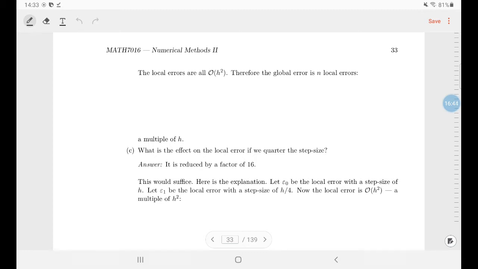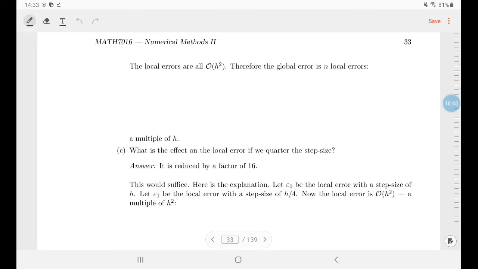Therefore, the global error is n local errors. Now I'm going to do stuff with the absolute values that you can probably strictly leave out here, but let's see. The absolute value of the global error is equal to the sum of all the local errors: the first local error plus dot, dot, dot, up to the last local error.